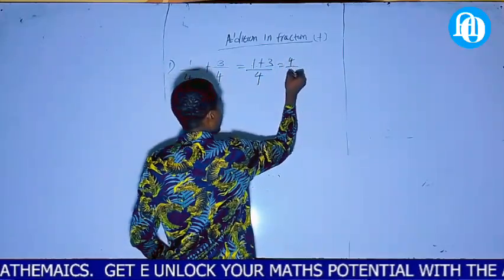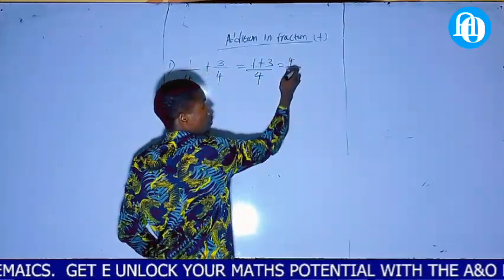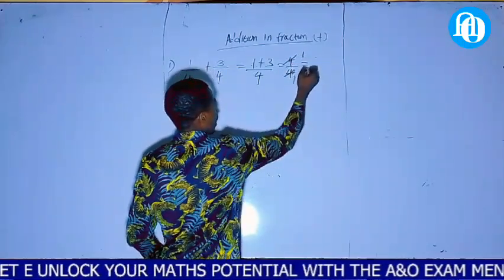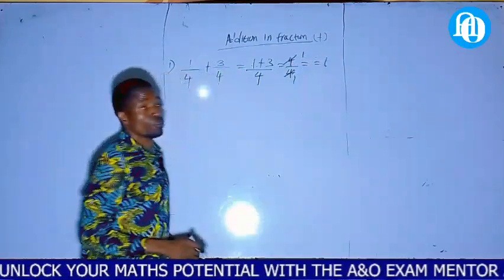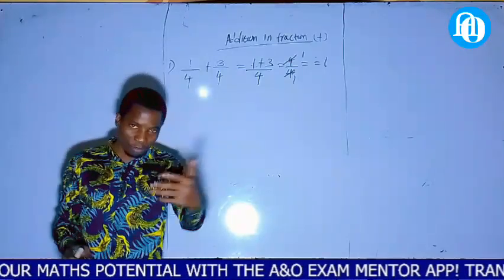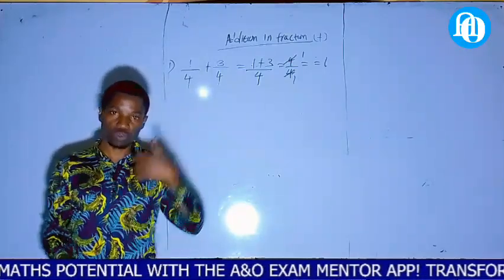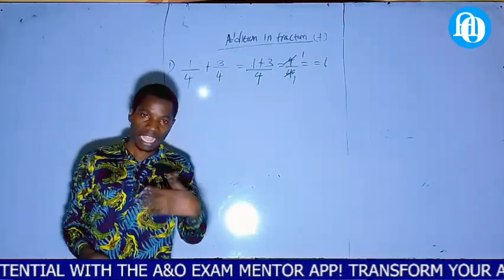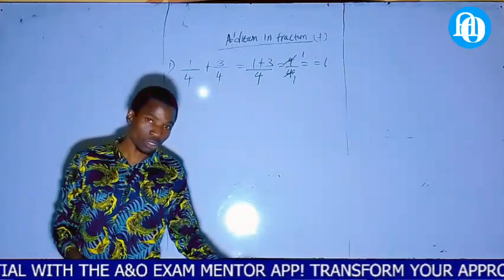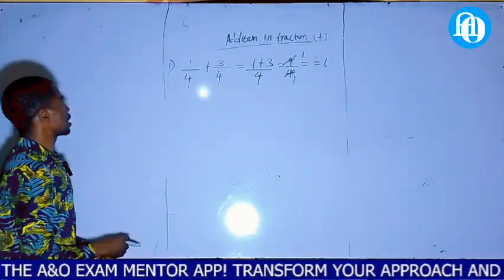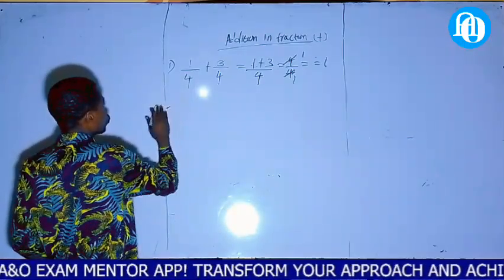4 all over 4. Now, 4 divided by 4 will give us 1. The answer is 1. Notice that. 2 divided by 2, when they are the same thing, it is 1. 8 divided by 8, it is 1. 11 divided by 11, it is 1. 22 divided by 22, it is 1. Notice that.